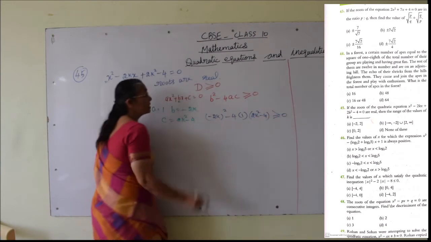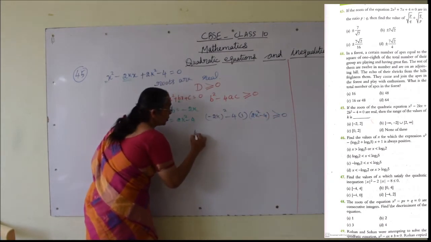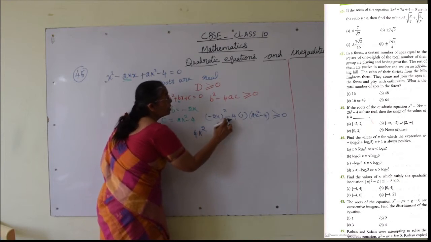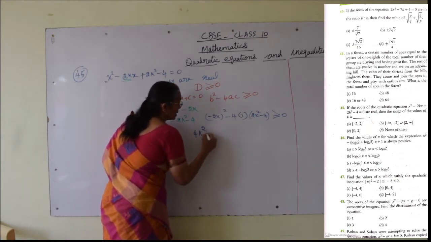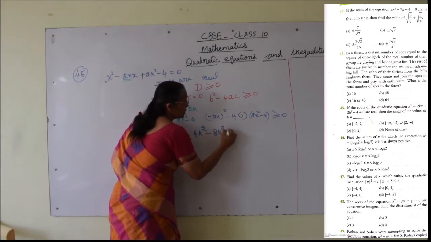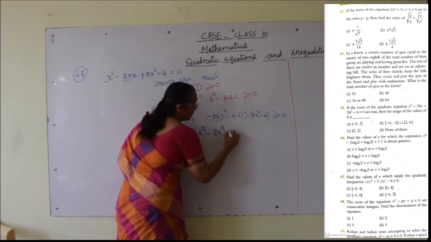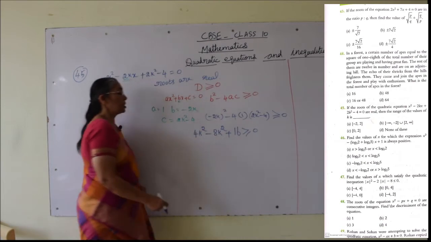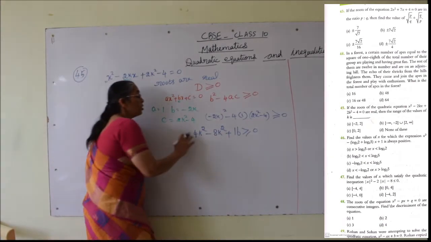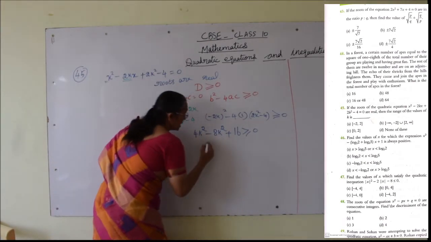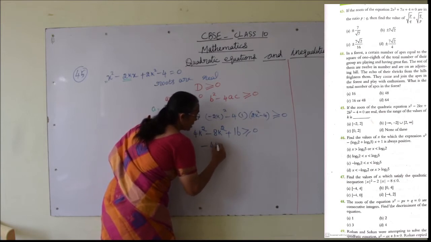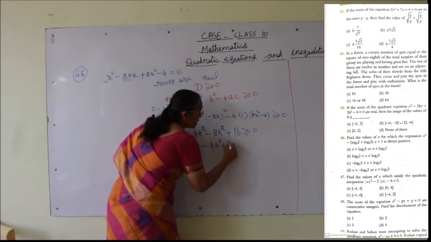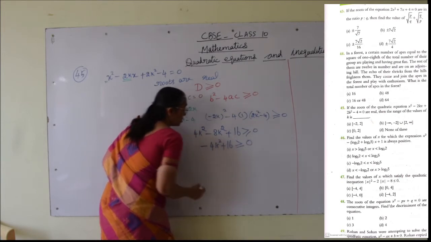Shall we simplify this? Minus 2k whole square is 4k square. Now minus 4 into 2k square is minus 8k square, and minus into minus gives plus 16, greater than or equal to 0. So, how will we arrange? 4k square minus 8k square is minus 4k square plus 16, greater than or equal to 0.